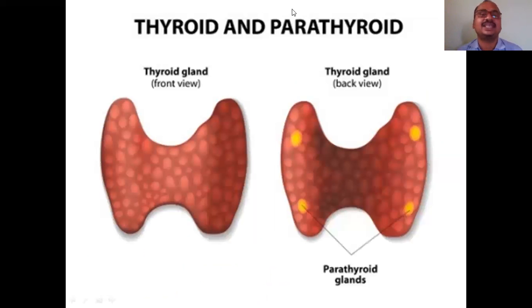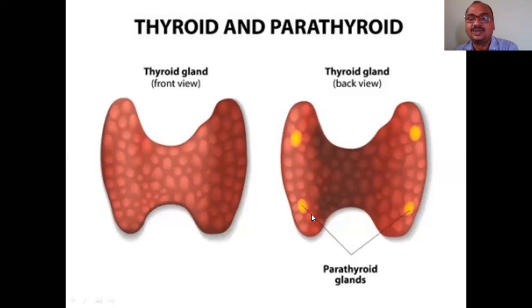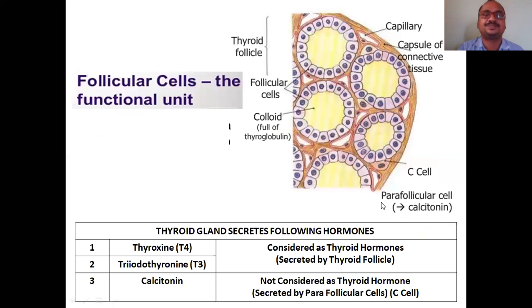Here you can see exactly. This is the thyroid gland front view. If you see from the front, you cannot find the parathyroid glands. If you reverse it to the back view, you can see the parathyroid glands on the back side. This is the structure of the thyroid gland and how it secretes the hormone.